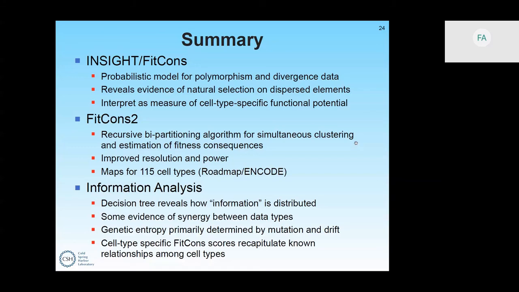And then I showed you how, kind of interestingly, this measure, these reductions in entropy, can give us an idea of how much information, in an information theoretic sense, is associated with different parts of the genome. And we find, among other things, some evidence of synergy between data types, particularly with DNA-seq, and then some other findings that I didn't have time to go into.